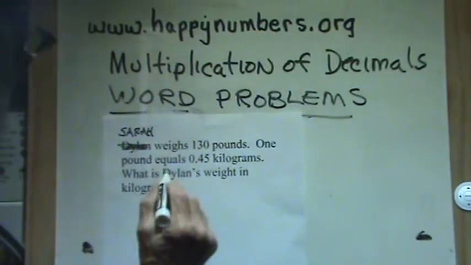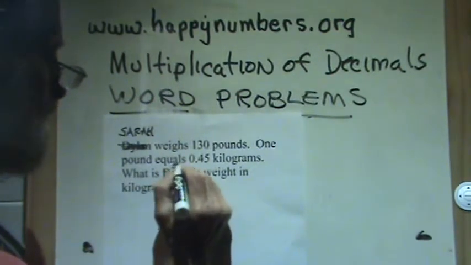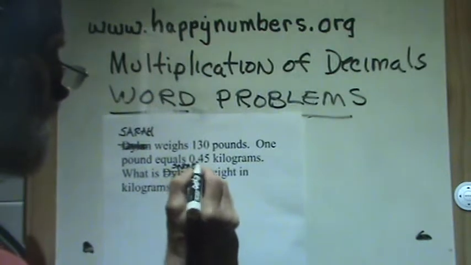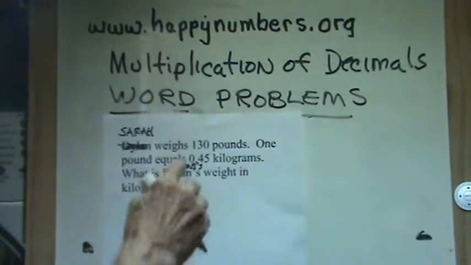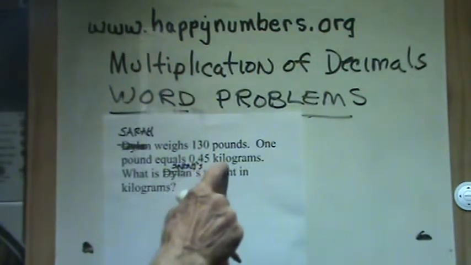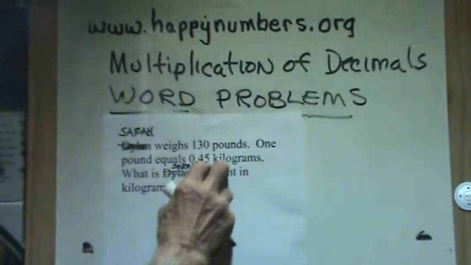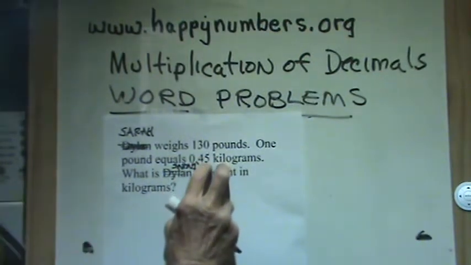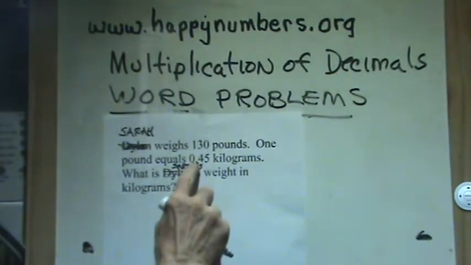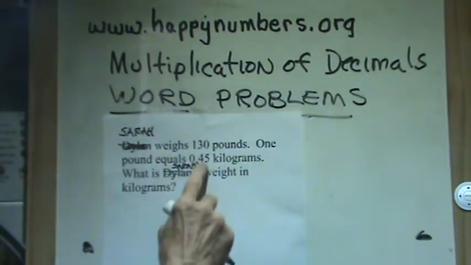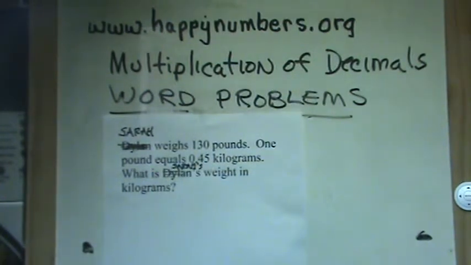Okay, so this is Sarah now. What is Sarah's weight in kilograms? She weighs 130 pounds. 1 pound equals 0.45 kilograms. So if we multiply 130 times 0.45, we'll find out how much she weighs in kilograms. So multiplication of decimals. Put your video on pause, do the multiplication, and then turn it on and we'll take a look.